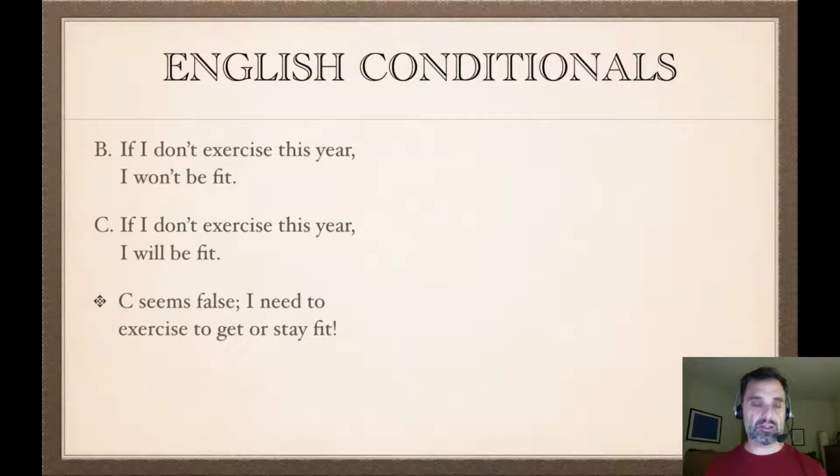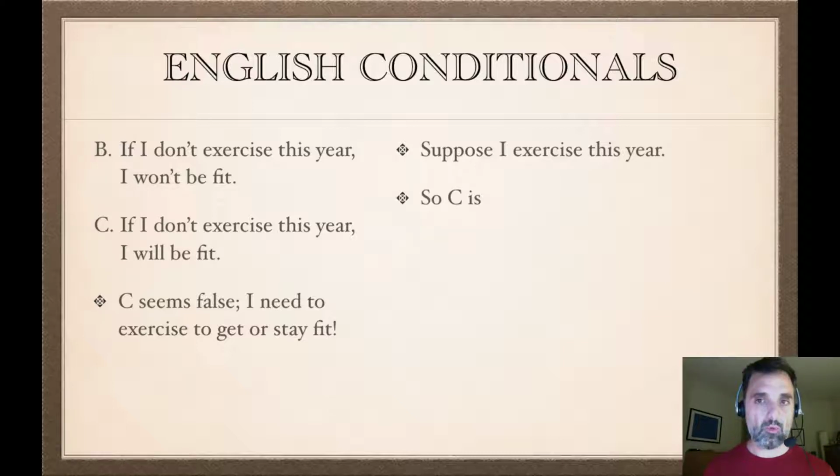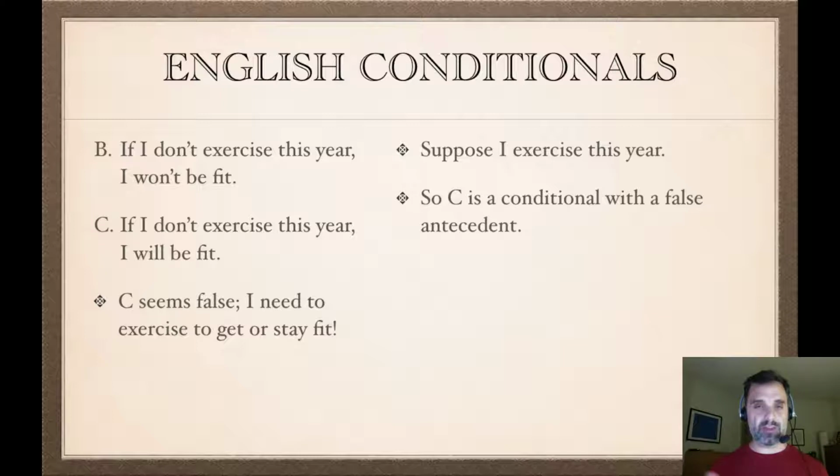Let's look at B and C. So C seems false, and why? Well, because I need to exercise to get or stay fit. If I don't exercise, I'm not going to be fit. Part of what makes me fit is my exercising. So suppose I do exercise this year. Well, in that case, C is a conditional with a false antecedent.